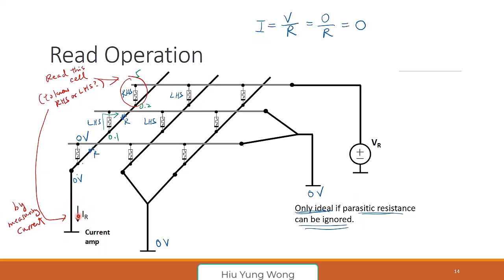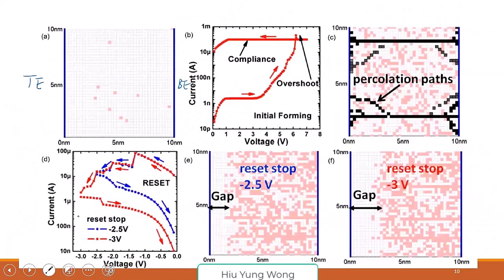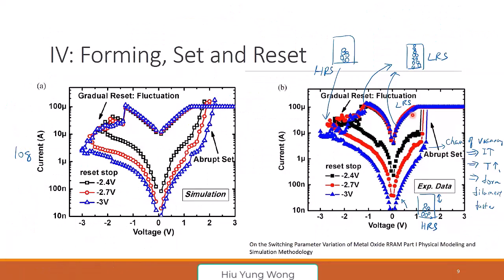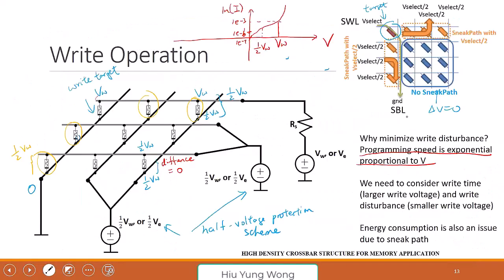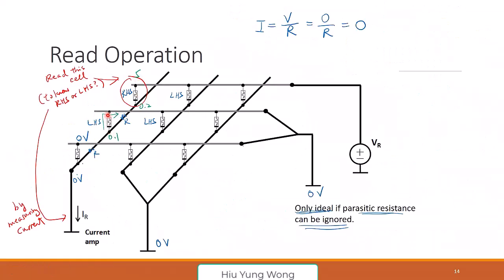Is it an order of magnitude of a difference? Which one? The current, low versus high? Yes, it's orders of magnitude. Look at this. This is on state. This is off state. Now, but this is 5 volt. This is only 0.1 volt. But because there's orders of magnitude of difference, this current can be comparable or even larger than this one.